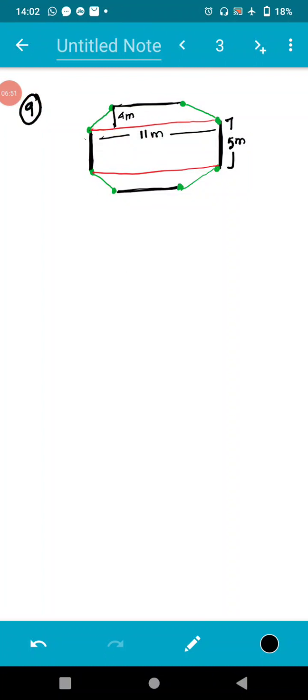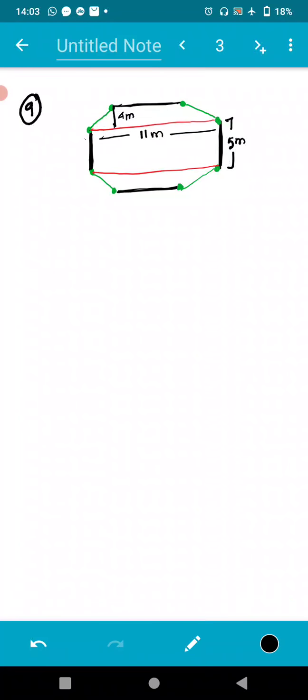So, as you see on the screen, we have a figure in question number 9, and we have to find the area of this whole figure. Now, according to the question, this is a regular octagon, students. Octagon means a polygon having 8 sides, and regular means all the sides are equal to each other. Fine. So, these are some of the information given in the question.